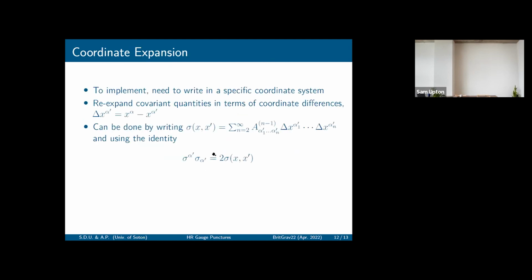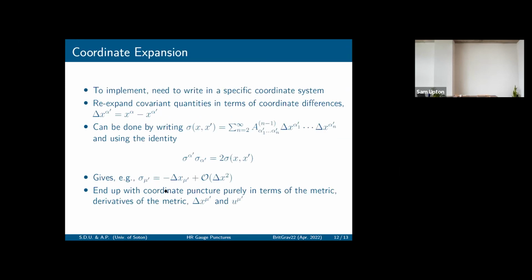And then to really make this useful, we want to write this in a specific coordinate system. So we re-expand all the covariant quantities in terms of coordinate differences. And this can be done using a variety of different identities. So for example, for Synge's world function, you have this identity here, where the derivative squared essentially is twice Synge's world function. And then this gives you a relation between Synge's world function and the coordinate differences. So you end up with a coordinate puncture purely in terms of the metric derivatives and delta x and u.